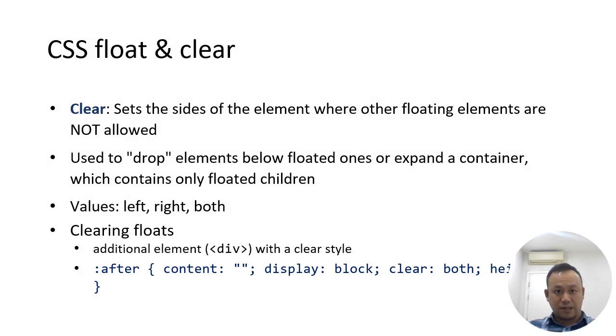The clear property is used to control the behavior of floating elements. Elements after a floating element will flow around it. To avoid this, use the clear property. The clear property specifies on which sides of an element floating elements are not allowed to float. We also have the values left, right, and both.